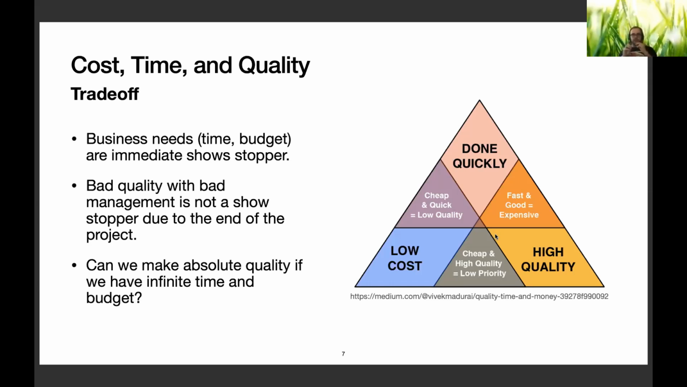First, business needs usually have a high priority over quality. Why does it happen? Because time and budget are usually a showstopper for business: without budget and without time, we cannot get the work done. We cannot start the work.